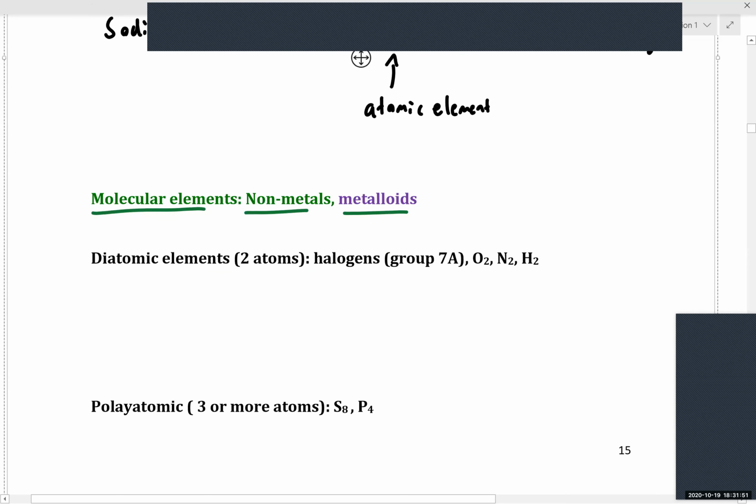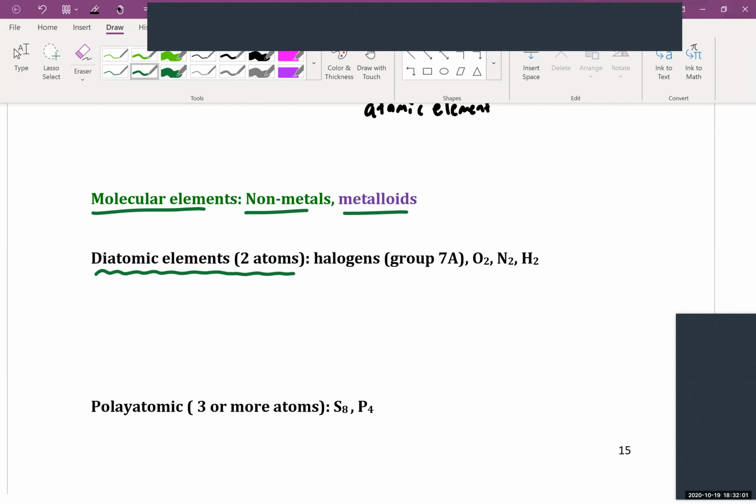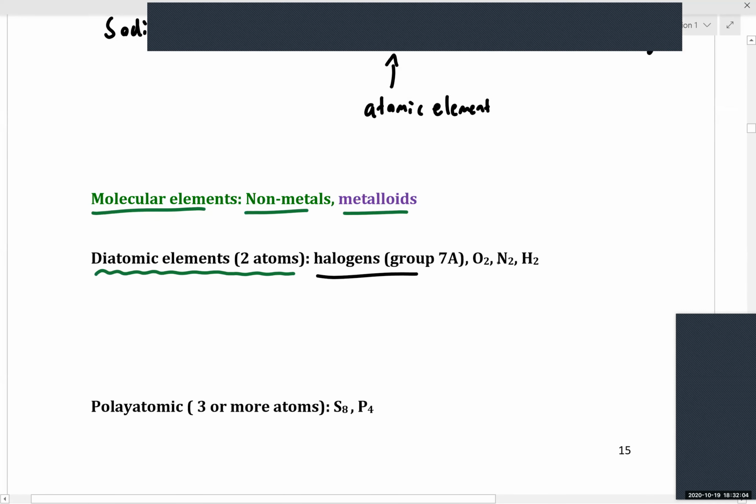The most prolific subclass of molecular elements are the diatomic elements, which consist of two atoms and only two atoms of that element chemically bonded. These include our halogens, oxygen, nitrogen, and hydrogen. So for example, if we are given the name fluorine, fluorine has a chemical symbol F, and fluorine is a 7A element, otherwise known as a halogen. So how many atoms are part of fluorine's formula? Two. So we'd write fluorine as F2 gas.